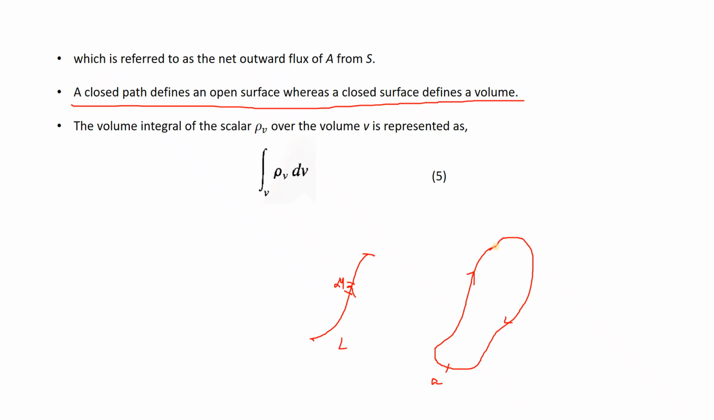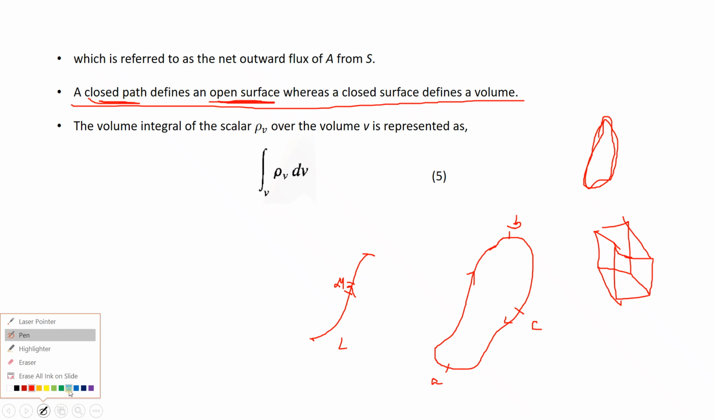Now, if we take a closed path like this, starting from A to B along C, it is a closed path. A closed path means an open surface. And if I take a closed surface, meaning a surface on every side, three dimensional, it becomes a volume. Suppose this one is a volume. This is a cube.